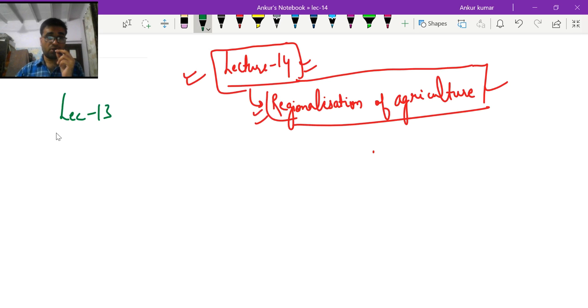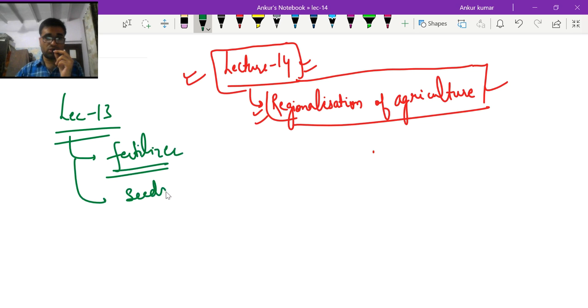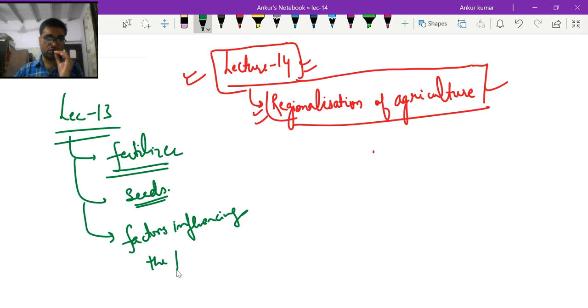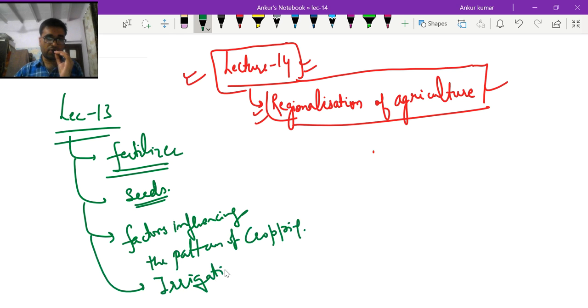In lecture number 13, we discussed fertilizers and the pattern of fertilizer utilization in India. Then we discussed the problems in the seed sector and the possible solutions to these problems. Then we discussed the pattern of agriculture and the factors influencing the pattern of agriculture. The last topic that we did was irrigation, the problems with the different irrigation systems in India and the feasible solutions to these problems. So these were the topics of the last class, right?